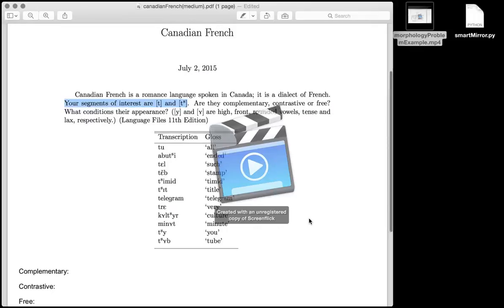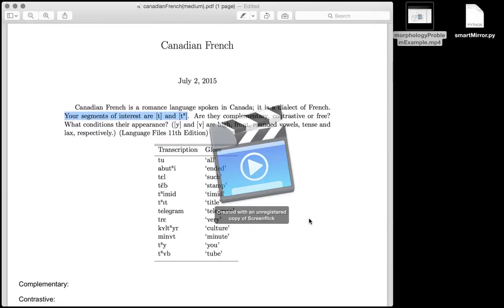Okay, so we're told immediately here that our segments of interest are ta and cha. In a phonology problem, when we're given information like this, we're given a pretty big clue as to what parts of the word we should be paying attention to. And then next we're asked the standard question that will basically appear on all of them, which is, are they complementary, contrastive, or free? And then what conditions their appearance?